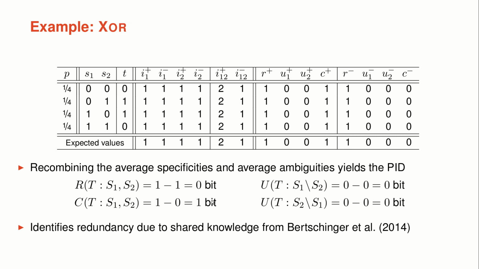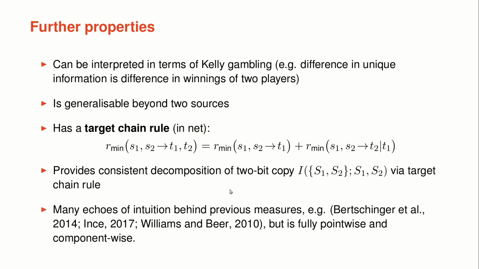And of course, in net, we get the classic result, complementary information or synergy being 1 bit. But again, what we can now reveal is that there is a piece of redundant specificity and a piece of redundant ambiguity identified by these measures which cancel out in net. There are quite a number of further properties here which we don't really have time to go into in this presentation, but you can read more about these in our paper.